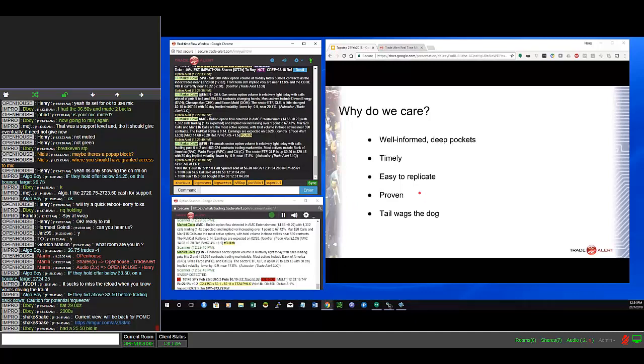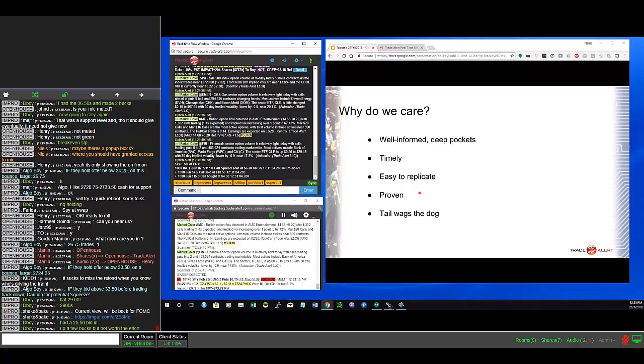Paying attention to option flow is a proven strategy. There's academic papers, there's a bunch. If you Google Pan and Poteshman, that's the one that pops up in the press every once in a while. The data is relatively old, but I can tell you from experience that there's still plenty of cases where option flow predicts a certain outcome.